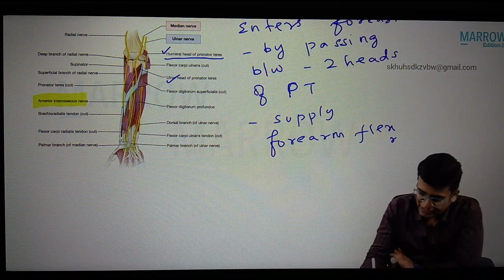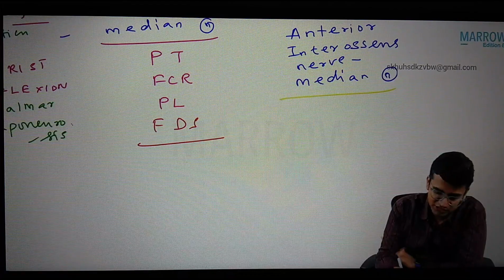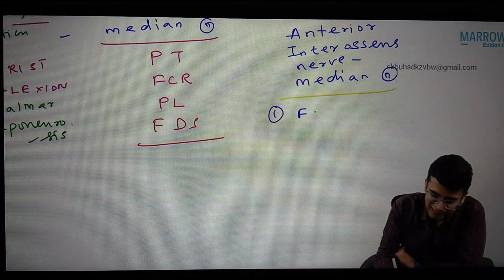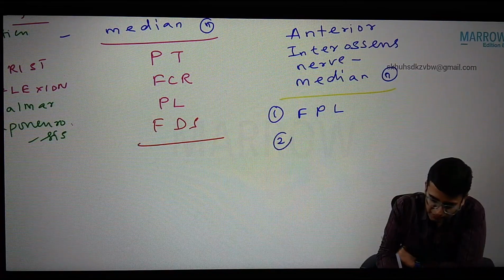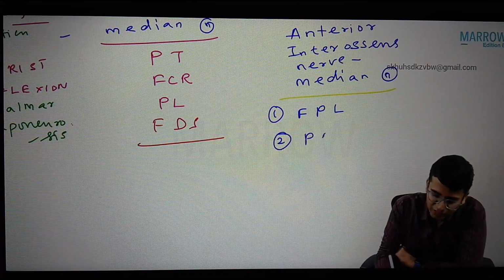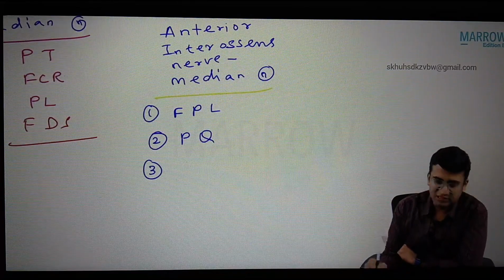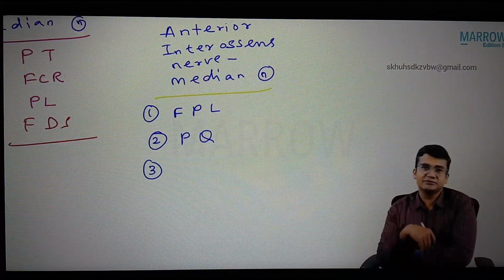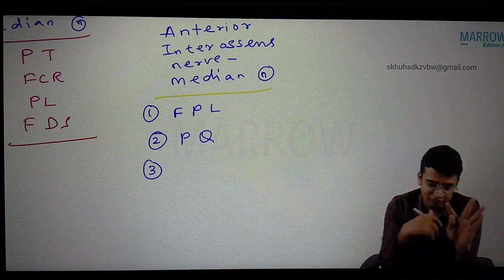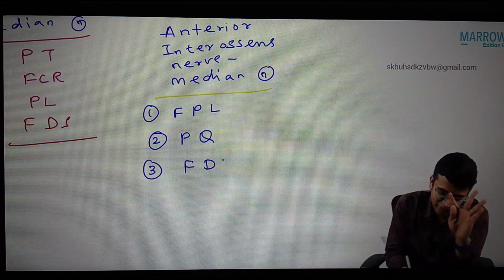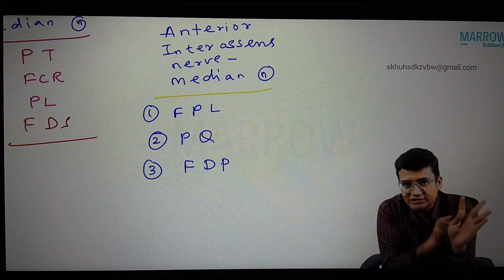So anterior interosseous nerve supplies deep muscles. What are those? Number 1, flexor pollicis longus. Number 2, pronator quadratus. Number 3, FDP muscle, which is also supplied by ulnar nerve. FDP tendon, we're going to divide into 2 halves. I told you FDP and FDS go to the medial 4 fingers.